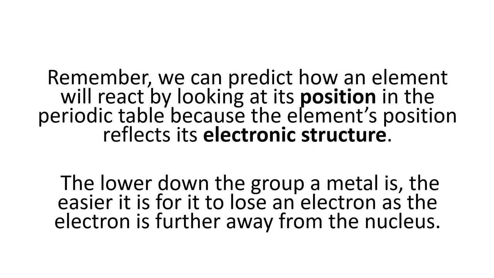Okay, so just a little reminder from previous lessons, and hopefully from C2.2, we can predict how an element will react by looking at its position in the periodic table because of its electronic structure. So looking at a metal, if it's lower down the group, it's going to be more reactive. The reason for that is it's got more shells of electrons, so your outer electron is further away from the nucleus. If your outer electron is further away from the nucleus, it's easier to lose it. And remember, a lot of metals will react by losing their outer electrons. So the easier it is to do this, the more reactive it is.